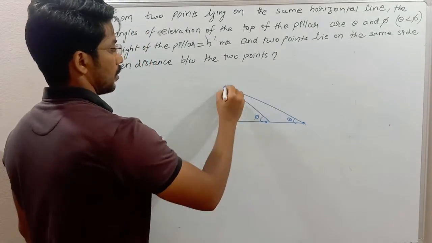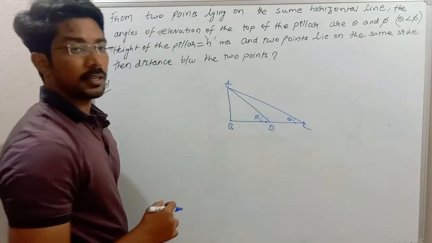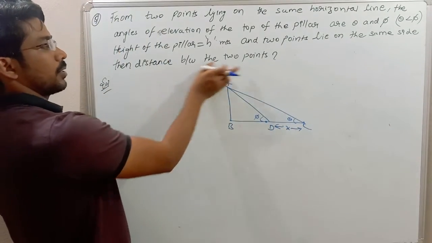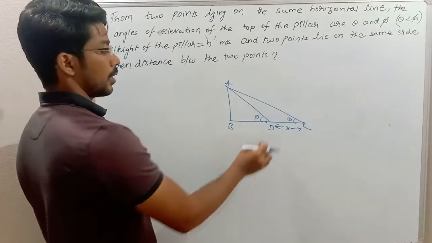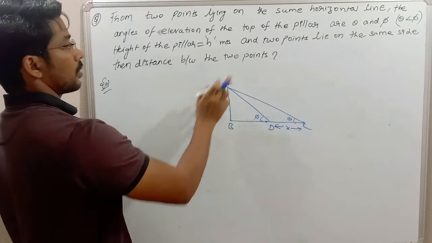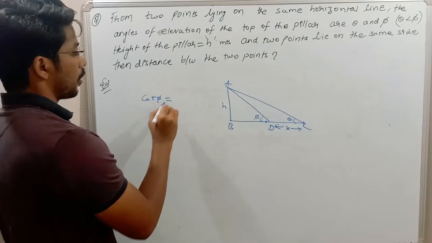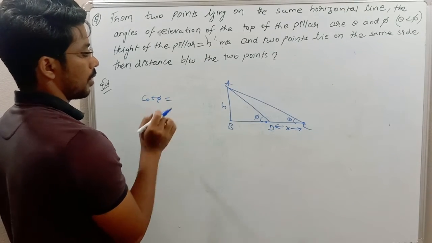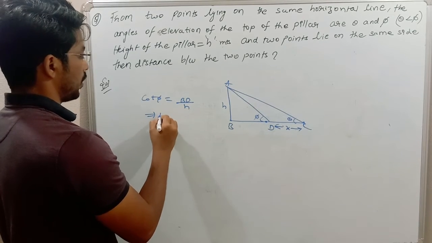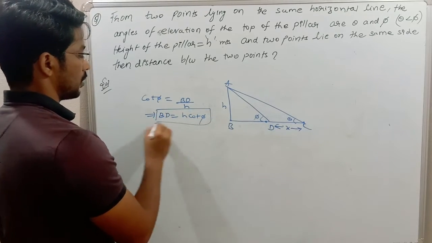Let us take this triangle as A, B, C, and these 2 points be D and C, and let the distance between those 2 points be x, because we have to find the distance between these 2 points from where the angles of elevation are theta and phi. The height given is the height of the pillar, h meters. Now cot phi is adjacent by opposite, so BD by h, nothing but BD is equal to h cot phi. So consider this as one condition.